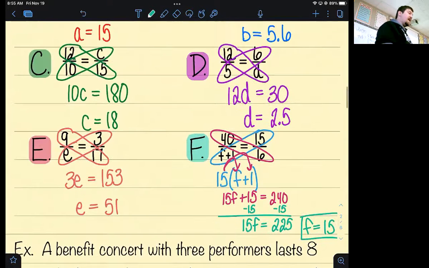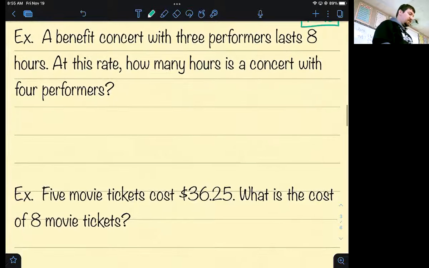Okay. So the next part, if we're going to take it to the next level, is, well, I'm not going to give you the proportion. You're going to have to write it yourself. And we did this in the homework yesterday, where you had to write the proportion, write the fraction down yourself. That's what we're going to do here. It says a benefit concert with 3 performers lasts 8 hours. That, by the way, is a ratio.